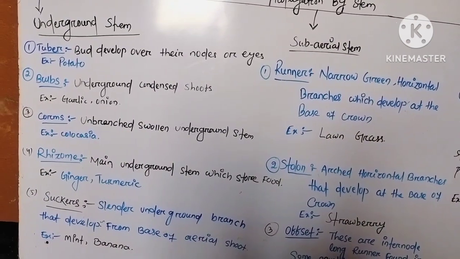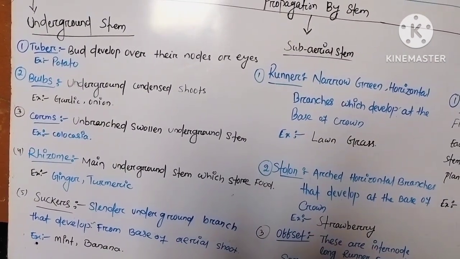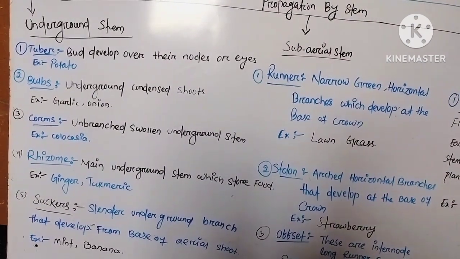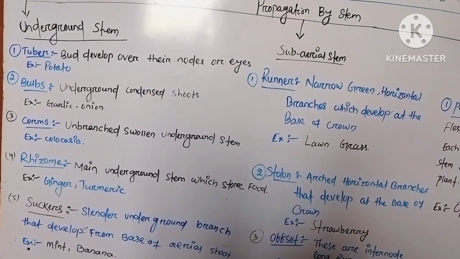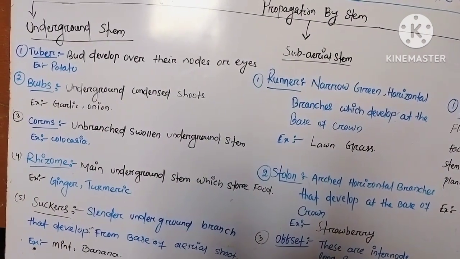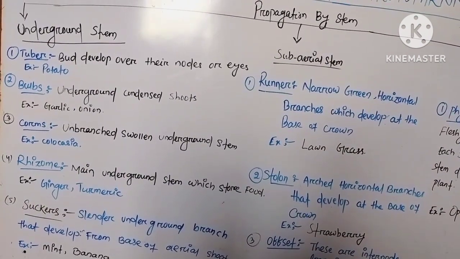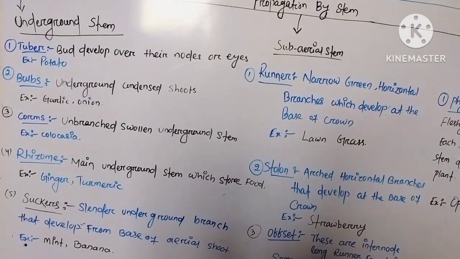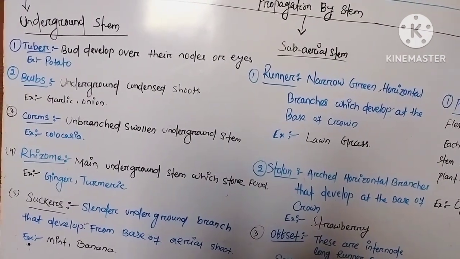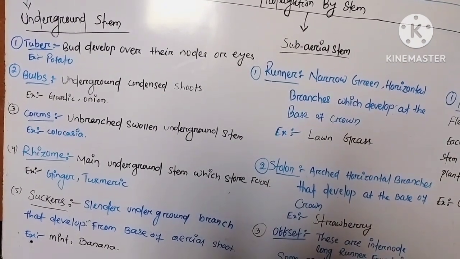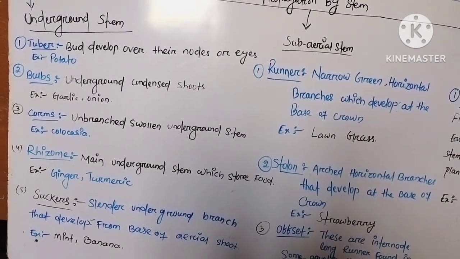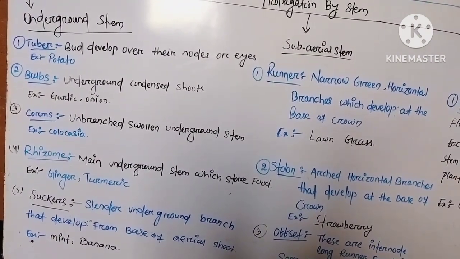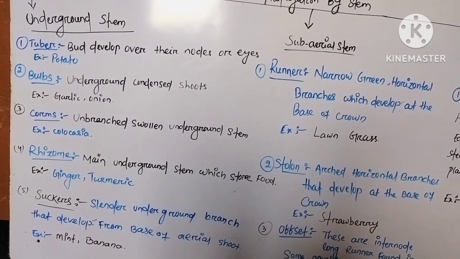First we will discuss the tuber. Tuber means buds develop over their nodes or eyes. As you know, the stem has a nodal region and an internodal region. The tuber has undifferentiated cells, and the overall tuberous structure bears buds that develop over the eyes, the nodal regions, where some germinating structures arise. When we cut that particular region, we can develop a whole plant. The example is the potato.